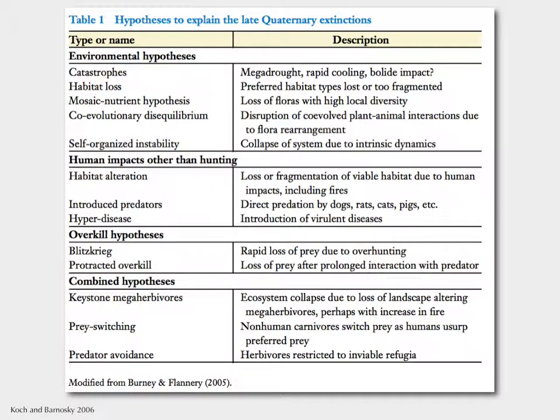Intrinsic instability of mass extinction. Human impacts other than hunting, so fragmentation, loss, introduced predators, so there's many islands. Dogs, rats, pigs, cats, sort of thing. Hyper disease, so white nose, rabies, diseases like that. And then overkill hypotheses, so one would sweep through killing everything quickly, and we sweep through and kill it more slowly. So here we're just feeding things off the cliffs, here we're eating eggs and they're tasty, one at a time.